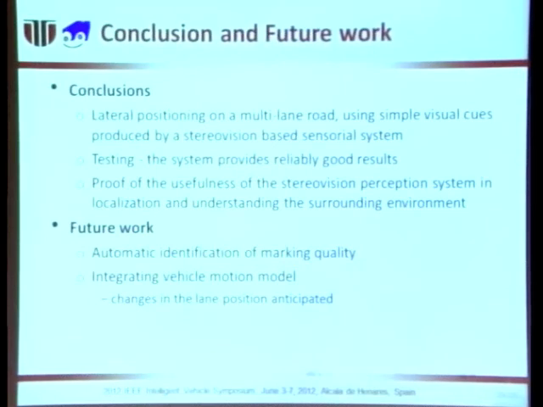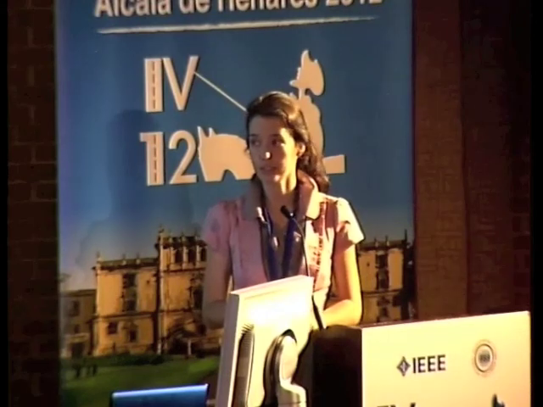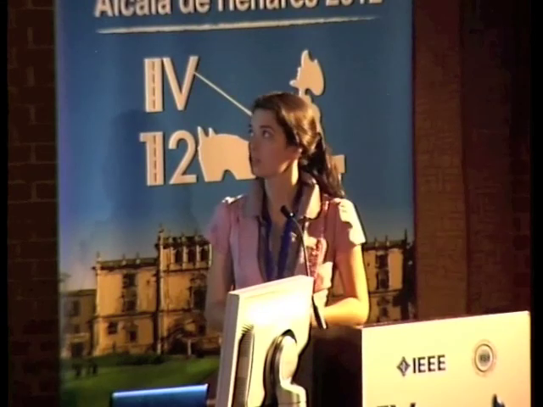The conclusions are that we have proposed a lateral positioning system on a multi-lane road, and we are relying on stereo vision information for this. The testing has shown that the approach is reliable and provides good results. We wanted to demonstrate the utility of a stereo vision perception system in the process of localization. Further on, this is a step in improving the understanding of the ego vehicle about the surrounding environment.